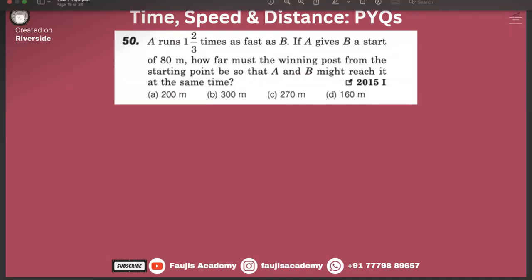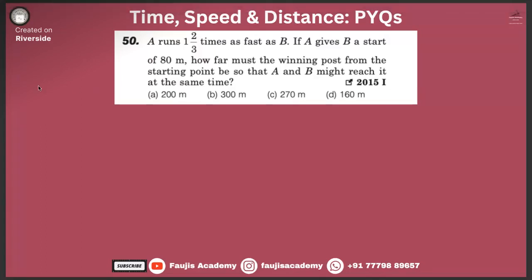A runs 1 and 2 by 3 times as fast as B. A gives B a start of 80 meters. What do we mean by A giving B a start of 80 meters? Let us say B is in front by 80 meters. So B will start his race from here and A will start his race from here, and the gap will be 80 meters. Something like pole position in F1 races that we have.